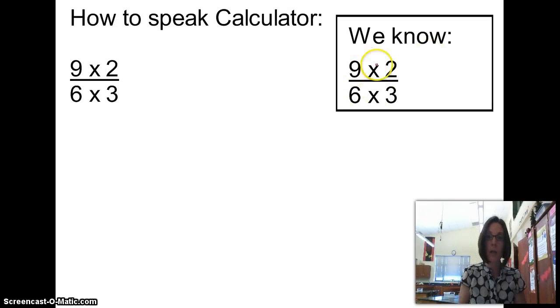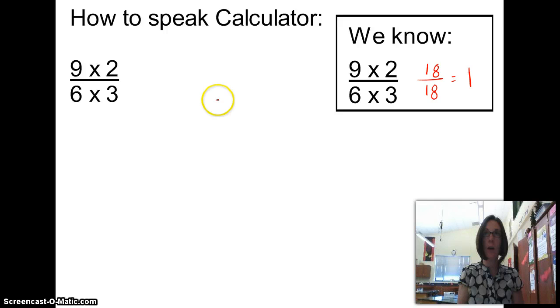We know by looking at this that 9 times 2 is 18, and 6 times 3 is 18, and anything divided by itself is just 1. So we know the value of this expression is 1. Now, we're going to try putting this into the calculator, and I call this how to speak calculator because we know it's 1. We have to see if we can get that into the calculator so that the calculator understands that it's 1.